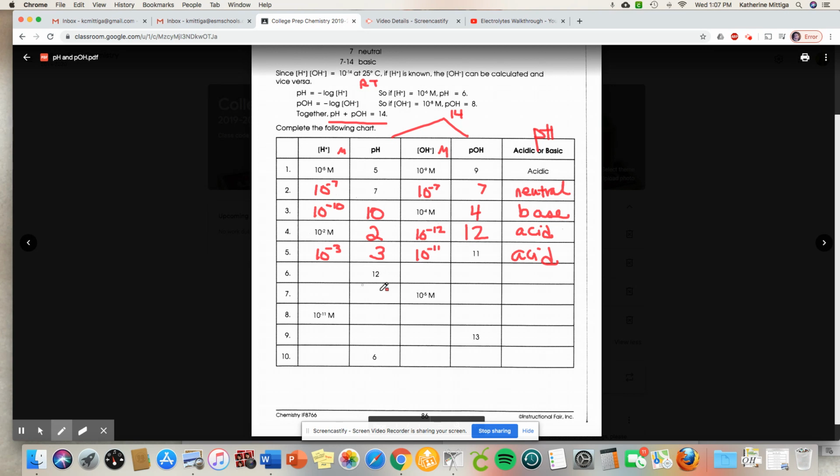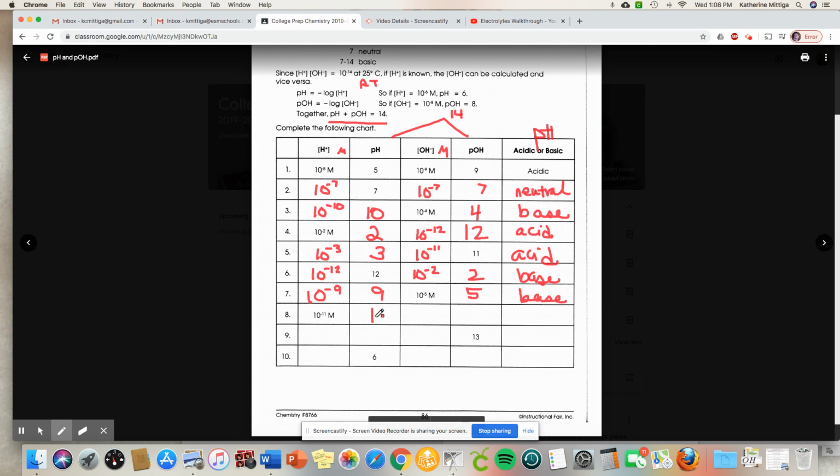pH is 12. That means this is 10 to the minus 12. pH is 12. That means this is a base. pH is 12, which means this has to be 2, because those two have to equal 14. And once I know that, I know this is 10 to the minus 2 molar. Okay? 10 to the minus 5 means pOH is 5. 5 plus blank has to give me 14, so that's a 9. pH of 9 is a base. pH of 9 means this is 10 to the minus 9 molar concentration.